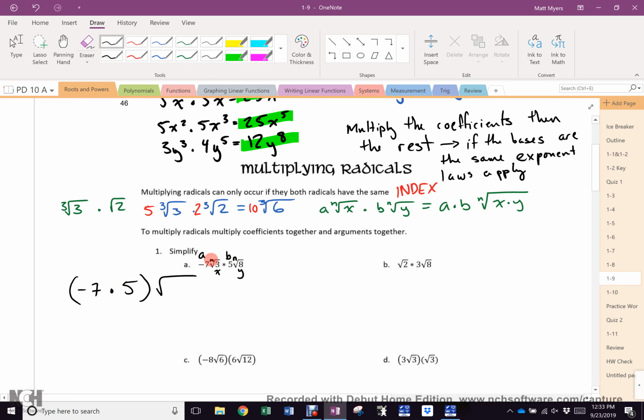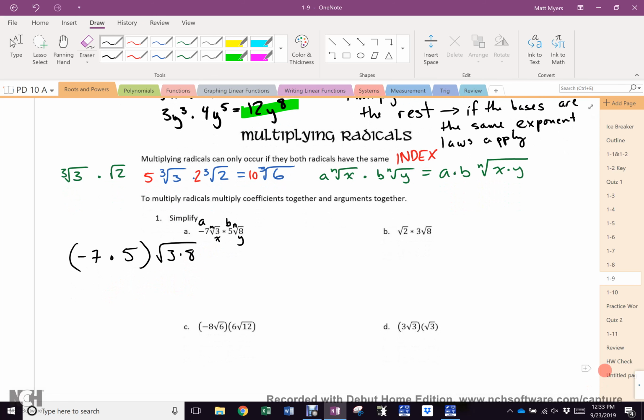N is nothing there, so of course we know it's a 2. And in here is 3 times 8. And what do you get? And would you stop there? No. Of course not. Why? Because you need to simplify the 24, which is, of course, 4 times 6. And what comes out there?